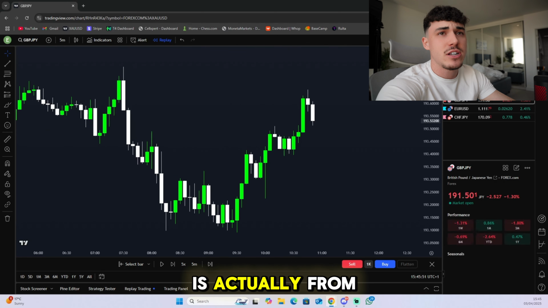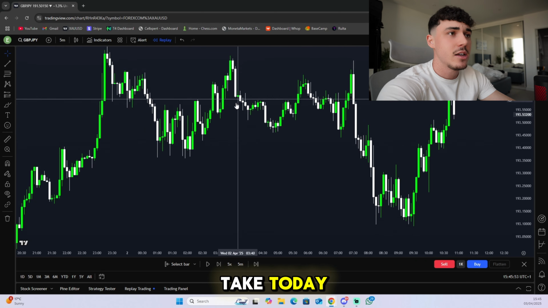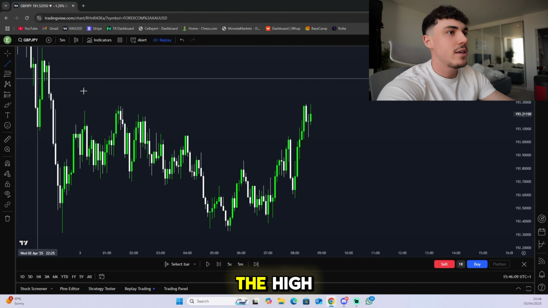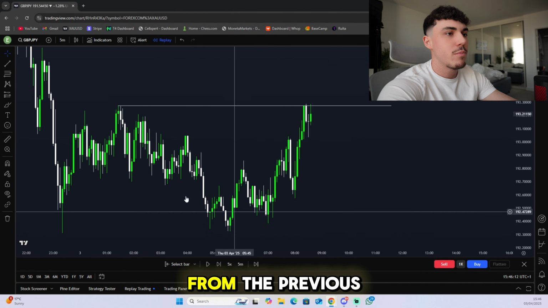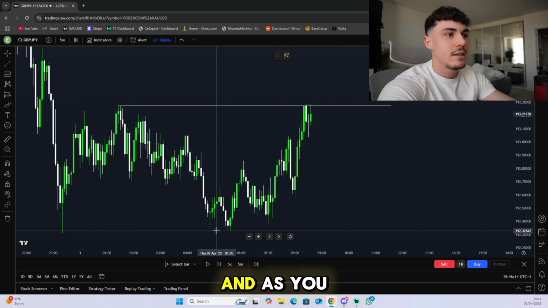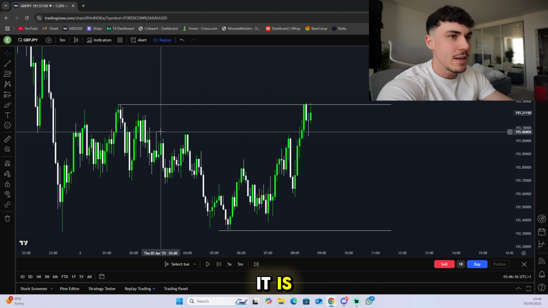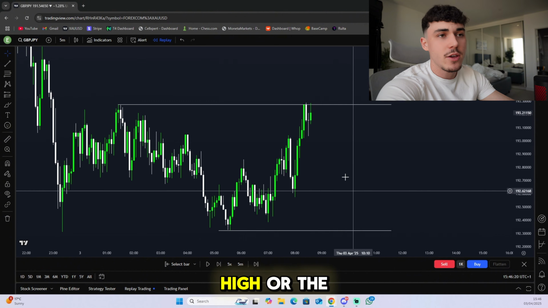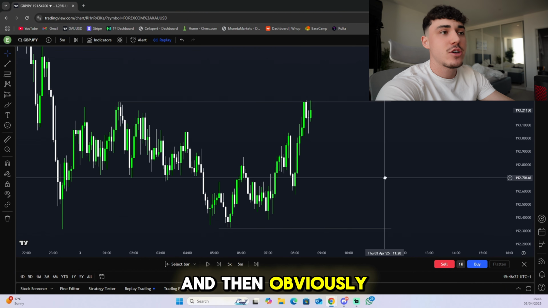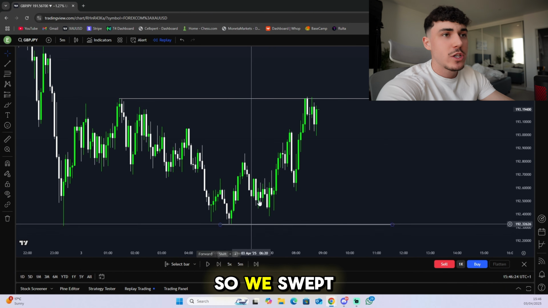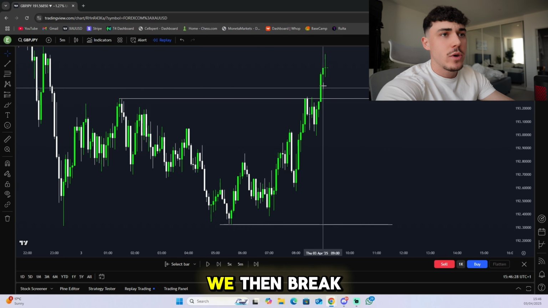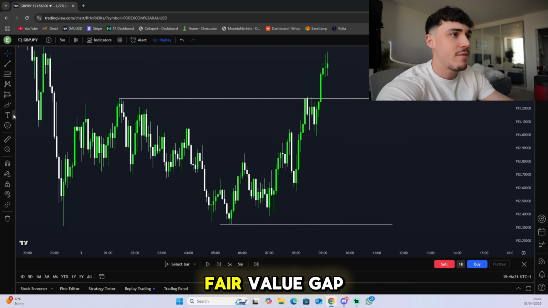And this example is actually from a trade that I did take today. This is the trade that I ended up taking today. So of course I marked out the high and the low from the previous session. And as you can see, here it is. And I was simply waiting for a sweep of liquidity from either the high or the low, and then obviously creating a fair value gap. So we swept the high, we didn't create a fair value gap, so I'm waiting.